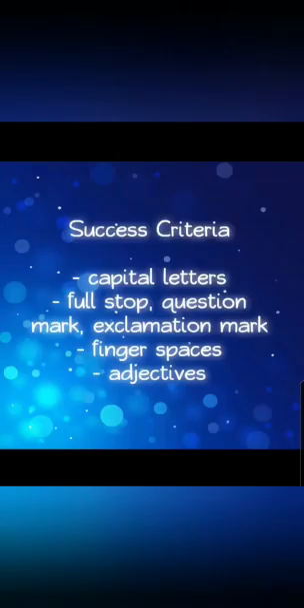Okay, children, before you write this part of the story, let's go through the success criteria, the checklist. This is what I want to see in your writing. Capital letters at the beginning of each sentence, and at the end of a sentence, a full stop, a question mark, or an exclamation mark, depending on the type of sentence you're writing. But don't forget, there must be some sort of punctuation mark at the end of the sentence.